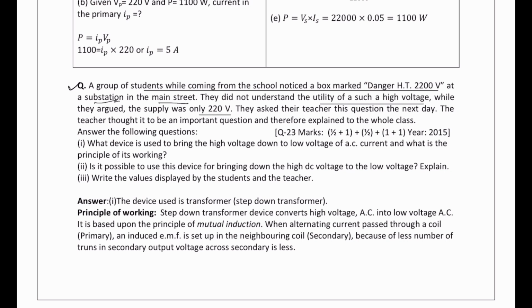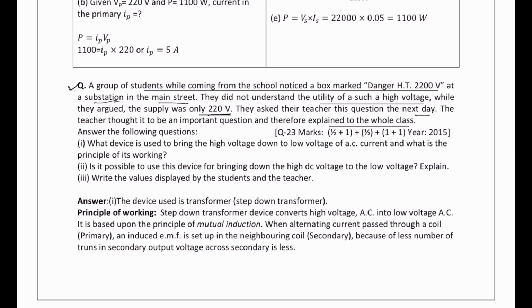Because in our households we actually need 220 volt. So if it is written 2200 volt, whereas we need only 220 volt to operate our electric appliances, why is it like this? They asked their teacher this question the next day. The teacher thought it was a very important question and explained it to the whole class.